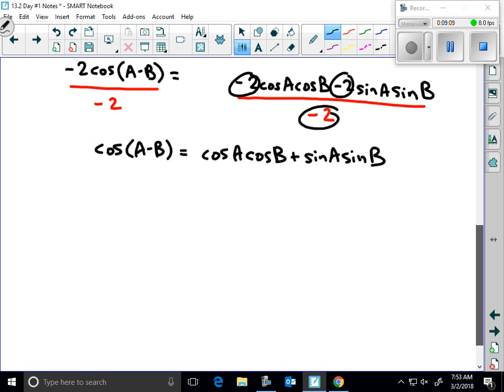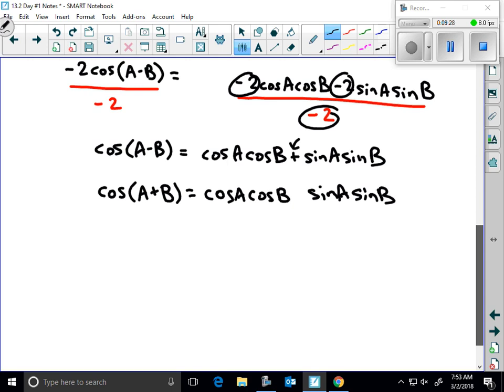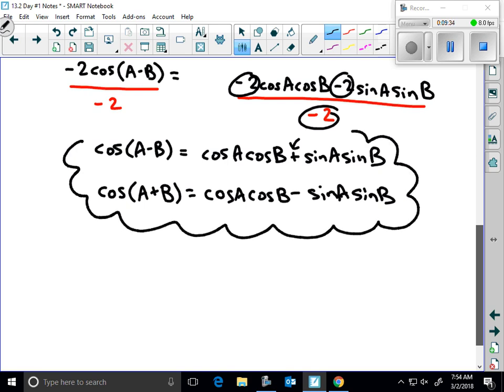Okay, and with that, there is an alternative proof. We're not going to do it today, but it says that cosine of A plus B, very similarly related, is cosine A cosine B minus sine A sine B, but instead of plus like we have here, we're going to have a minus. Okay, so those are 2 very, very foundational properties for sum and difference angles.